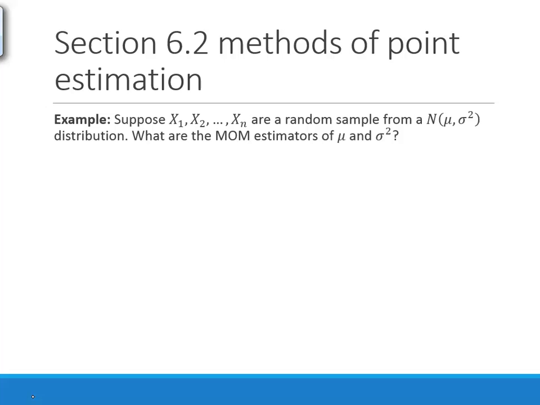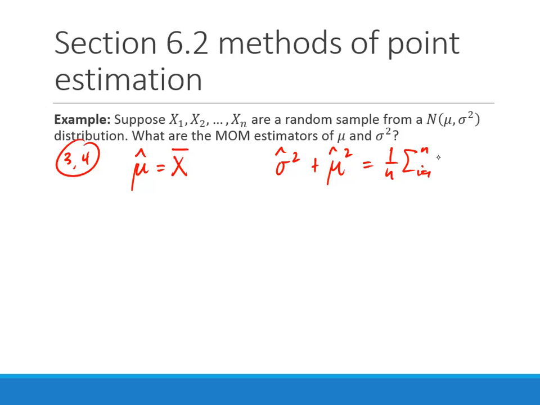Okay, so now let's do these steps together. We just need to set these things equal to each other and solve. So I have two equations. I'm going to set the first population moment, which is mu hat, equal to the first sample moment, that's x bar. So there we go, we're done. And then I also need to set the second population moment, sigma squared plus mu squared, with hats on those to denote estimates, equal to the second sample moment.